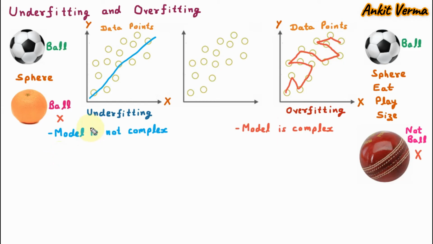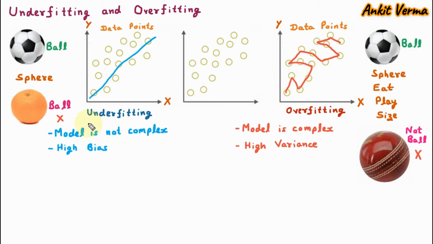Next point is underfitting is high biased. Here we can see that it is ignoring all the data points and going by its own, so it is very high bias. On the other side, in overfitting, there is high variance. Here we can see that it is trying to cover all the data points and there is so much variance.